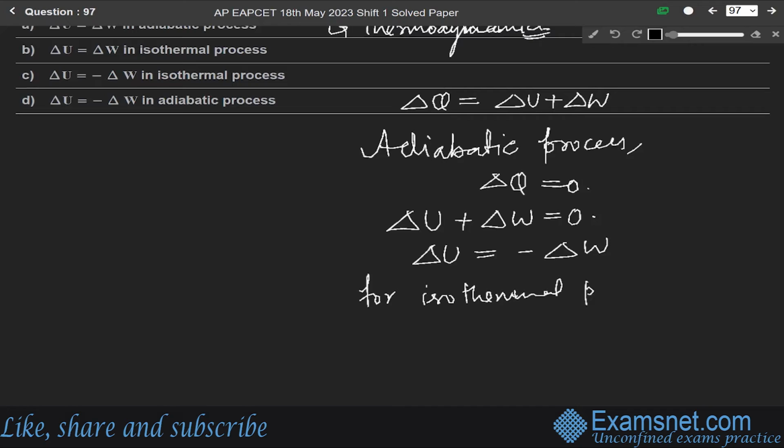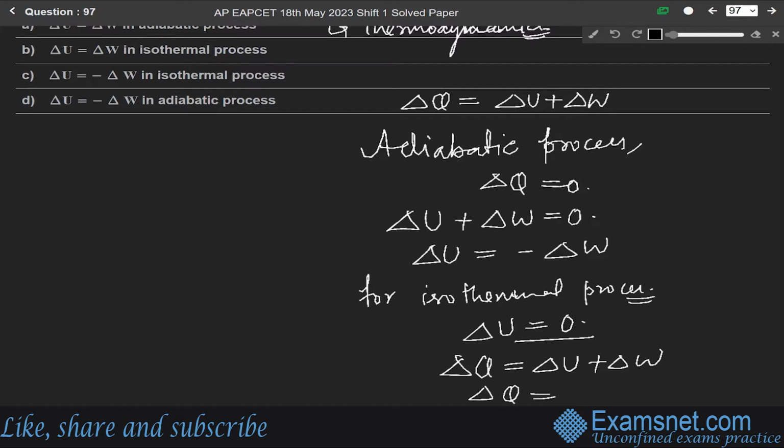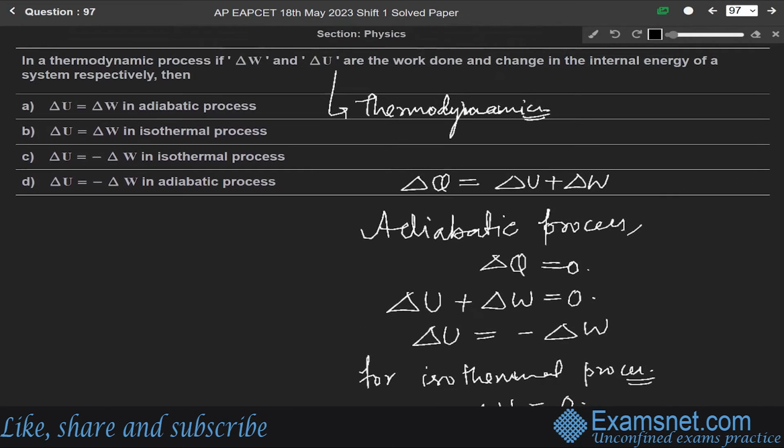For an isothermal process, delta U is 0. So from the first law, delta Q is equal to delta U plus delta W. Since delta U is 0, this delta Q will be equal to delta W. So among these four options, option D, that is delta U equals minus W in an adiabatic process, is the correct answer.